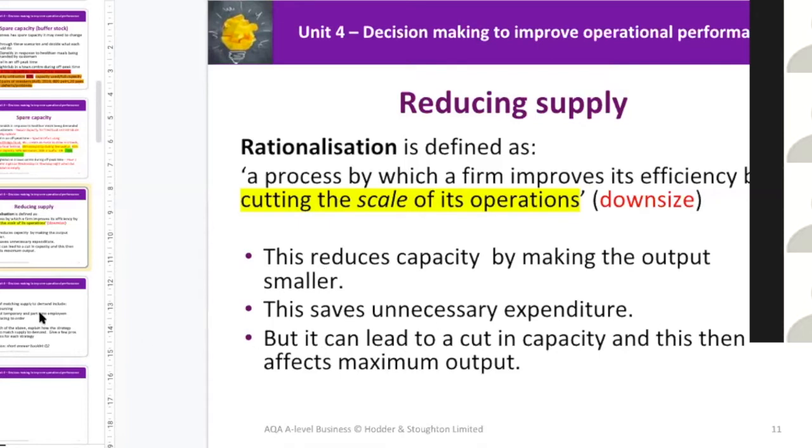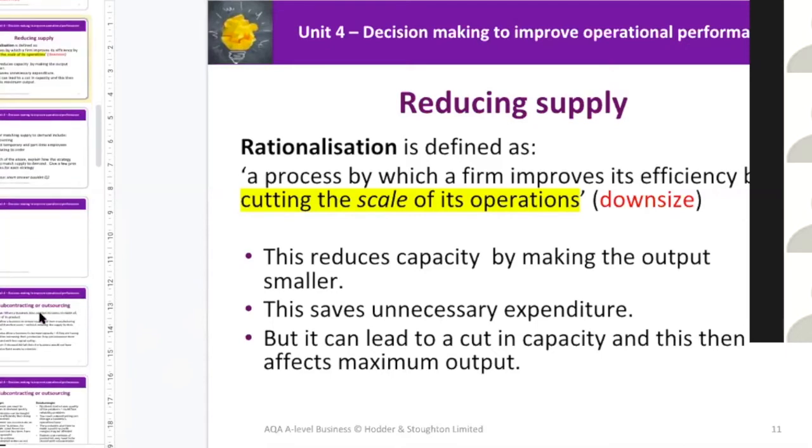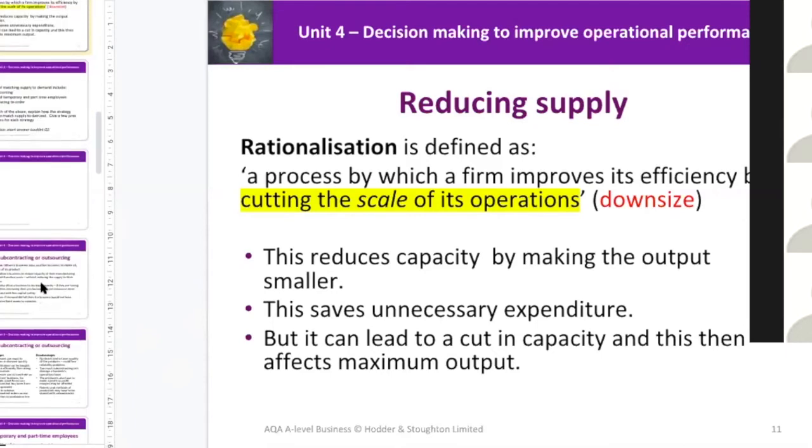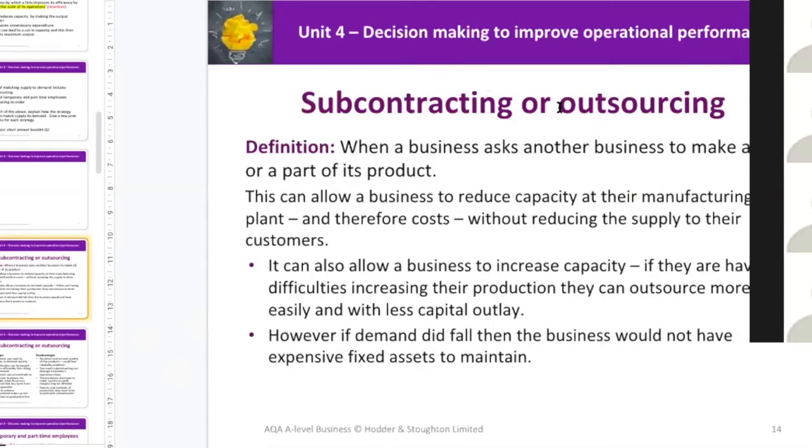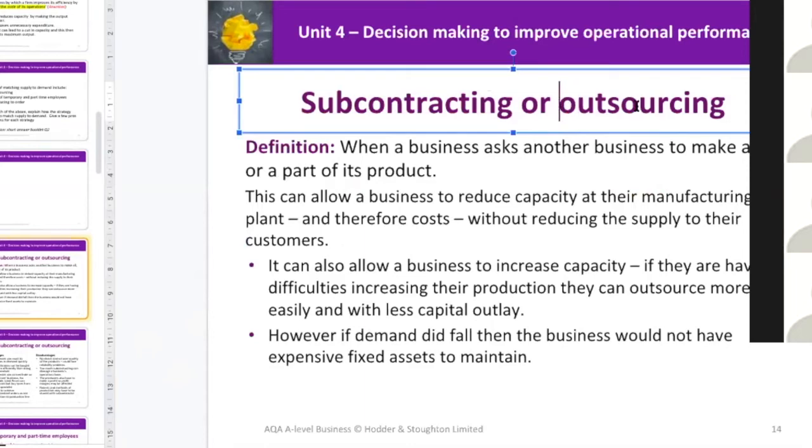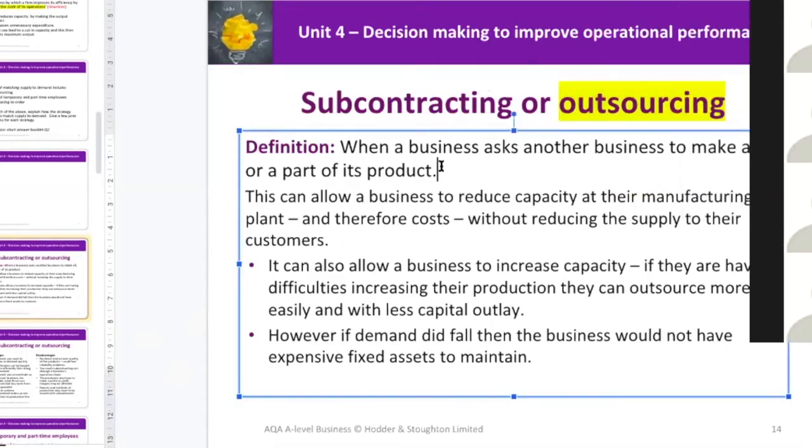Okay, do we have any questions for rationalization? No. Okay, next one, outsourcing. Remember, I talked about this one just before, but I said I'll explain this one here. What you have to understand, outsourcing is sometimes when a company asks another company to make all of or part of their products.